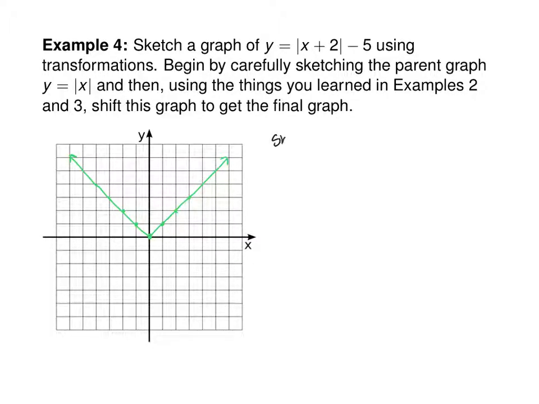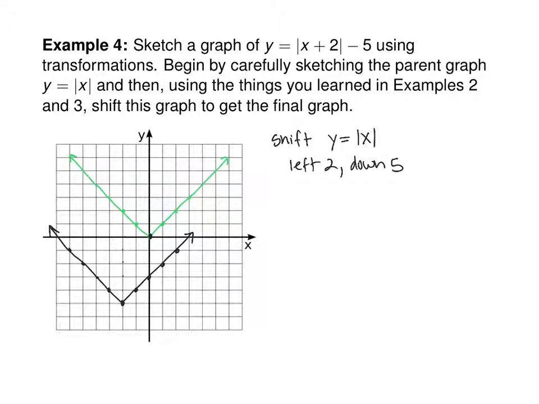Okay, so we're going to shift our parent function, y equals absolute value of x. First, we're going to go left 2, and then down 5. So take each point, move it left 2, down 5. I'm just going to move this vertex point. Left 1, 2, down 1, 2, 3, 4, 5. And from there, I know the slopes of the lines are positive 1. So rise 1, run 1. And negative 1, so up 1, back 1. And there is your translated function.